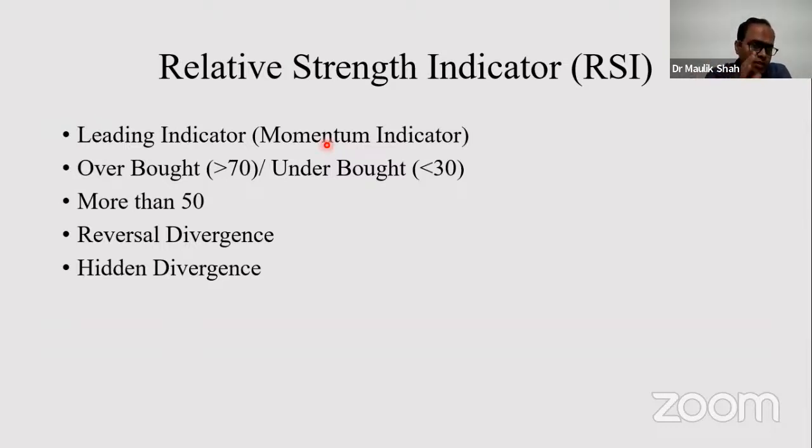A few of the people follow this overbought and oversold kind of criteria. So when the price is oversold and it's a good stock, people buy. When it goes to overbought, they sell. A few of the people follow the above-50 status. So once the RSI crosses above 50, they buy. These are a few strategies.